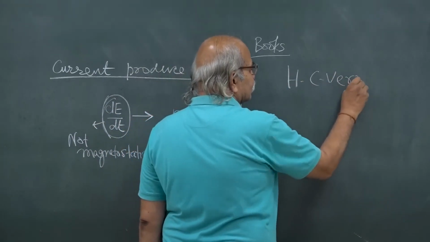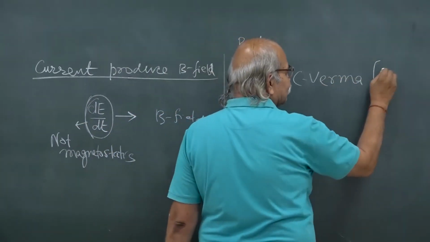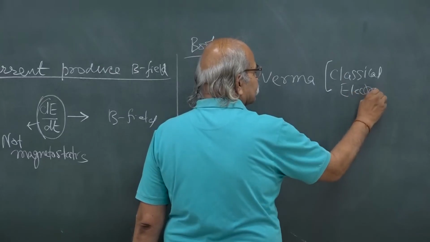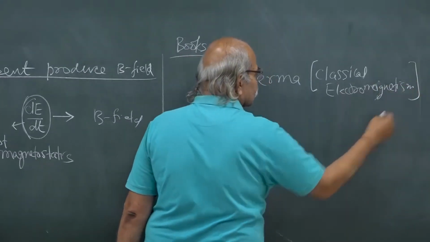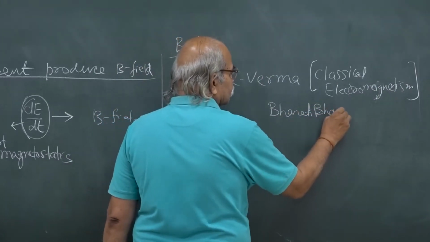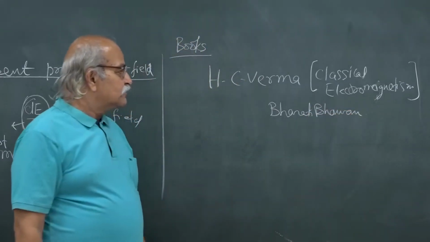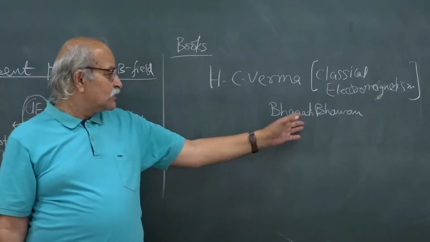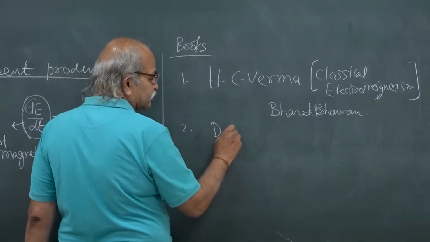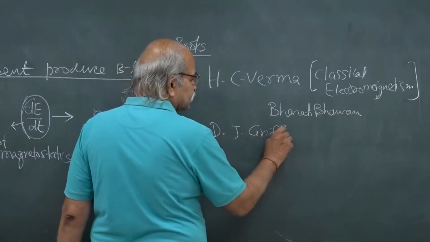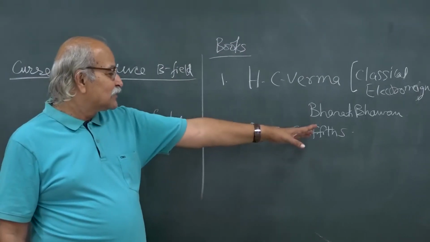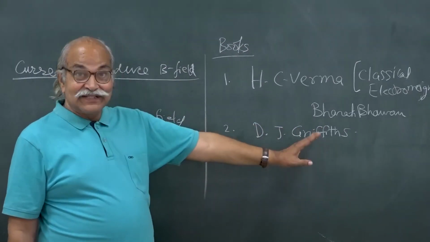I'll only name the authors, and let me name the book also in this case, Classical Electromagnetism, published by Bharati Bhavan. You can get this book from your booksellers or from the website of Bharati Bhavan. So this is the base book. Then another book will be the very famous D.J. Griffith's Electrodynamics, Principles of Electrodynamics or something like that. So this D.J. Griffith's will be another excellent book.